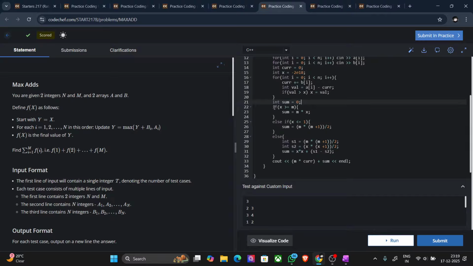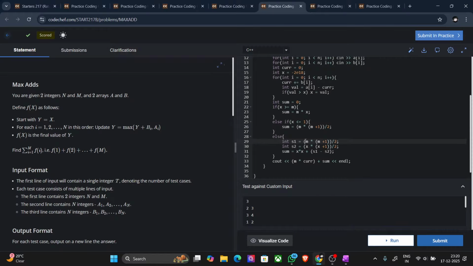Coming to the summation part, if my k is greater than m, then the sum will be m into k. If k is smaller than or equal to 1, then the summation will be just the summation of x, which is 1 to m, all the elements, so m into m plus 1 by 2. Else the summation part will be the two values which I have set for you, k squared plus s2 minus s1. It's not any general formula.